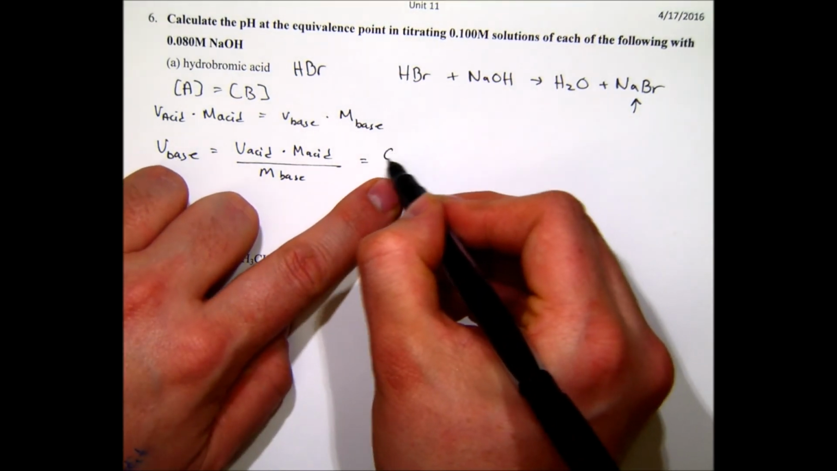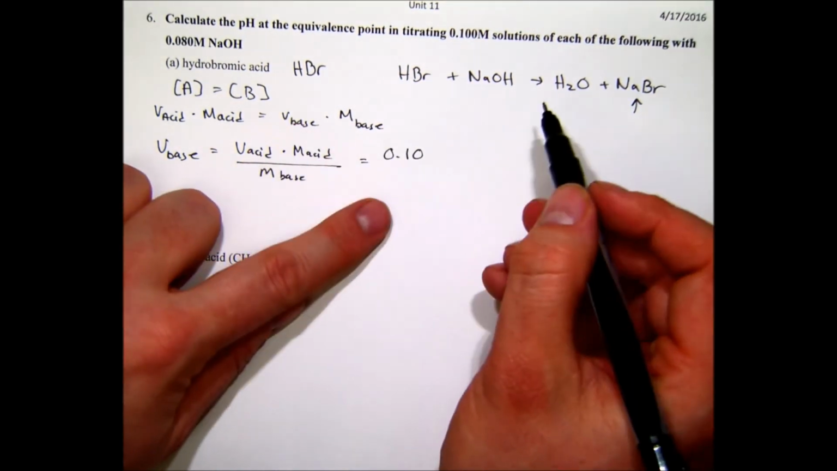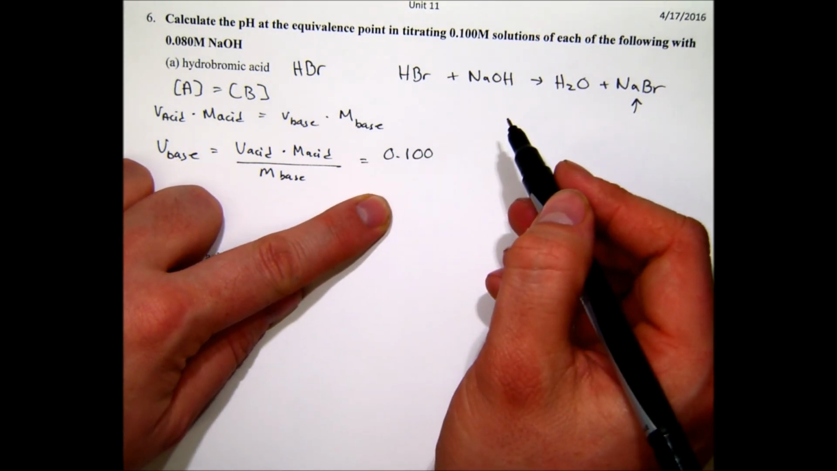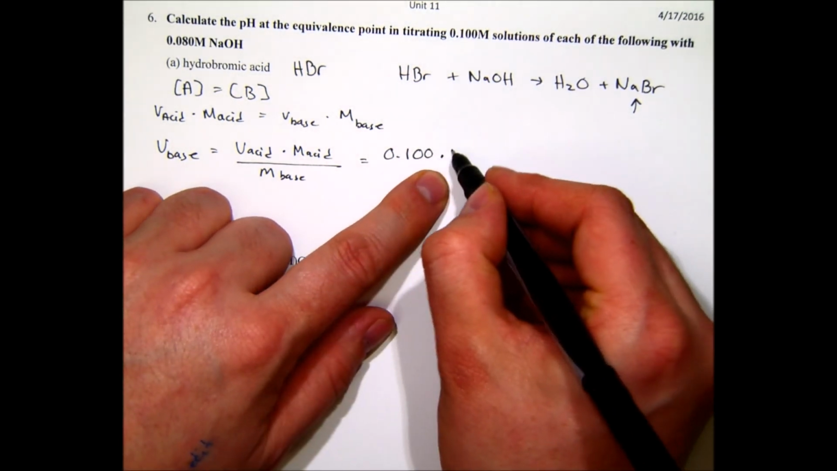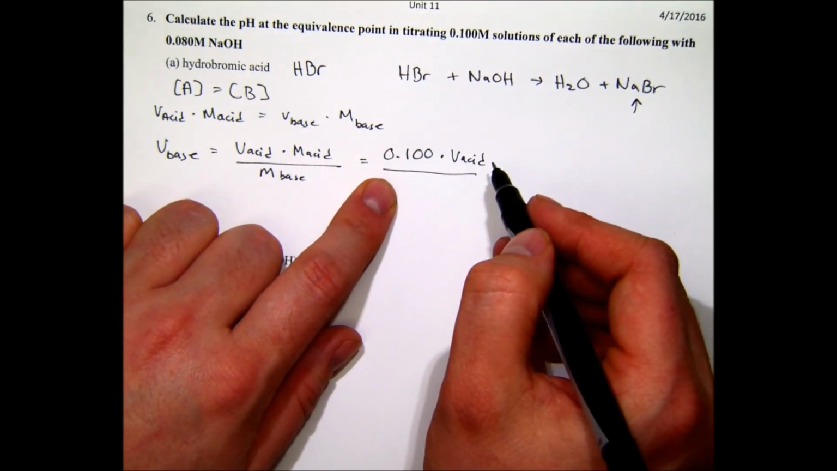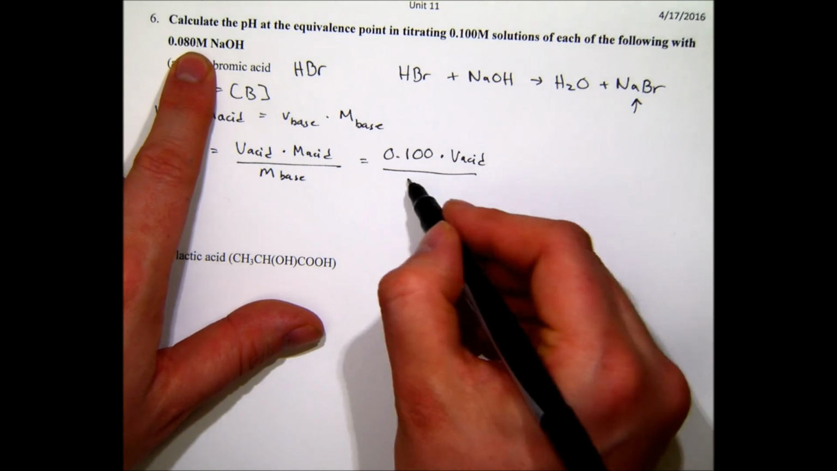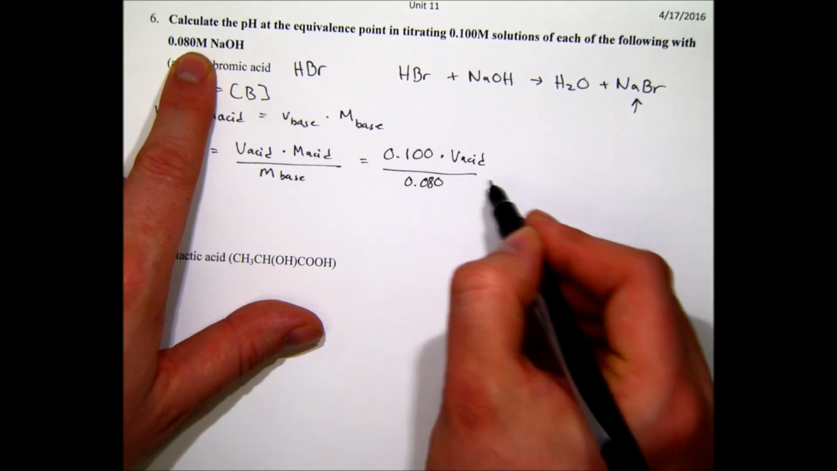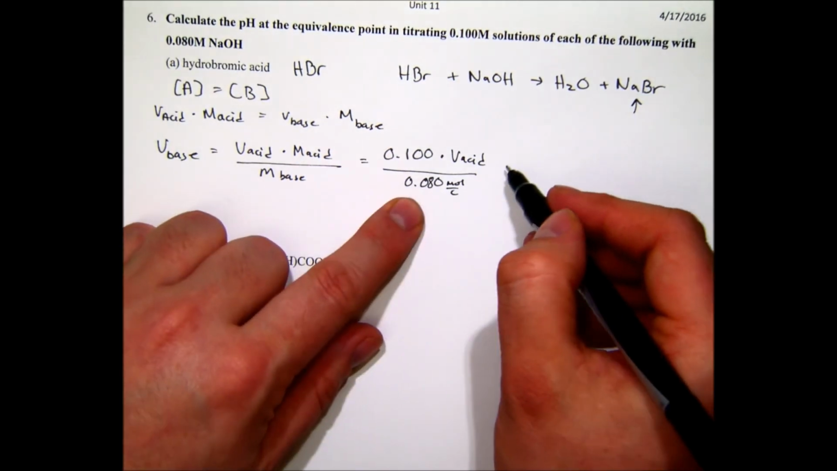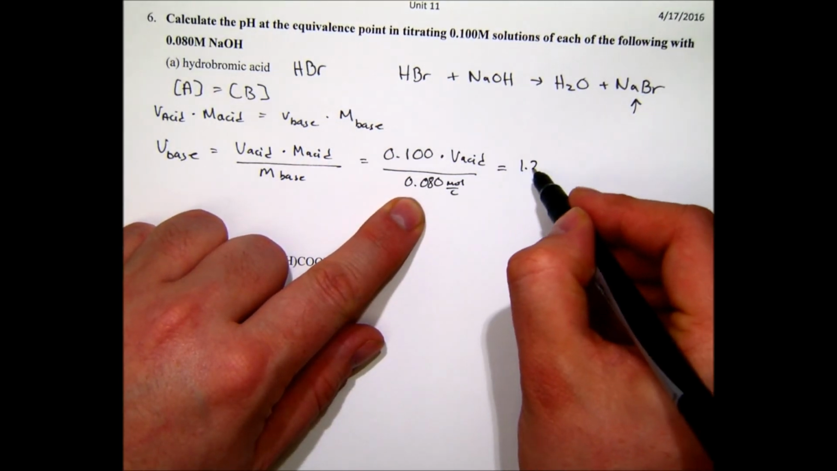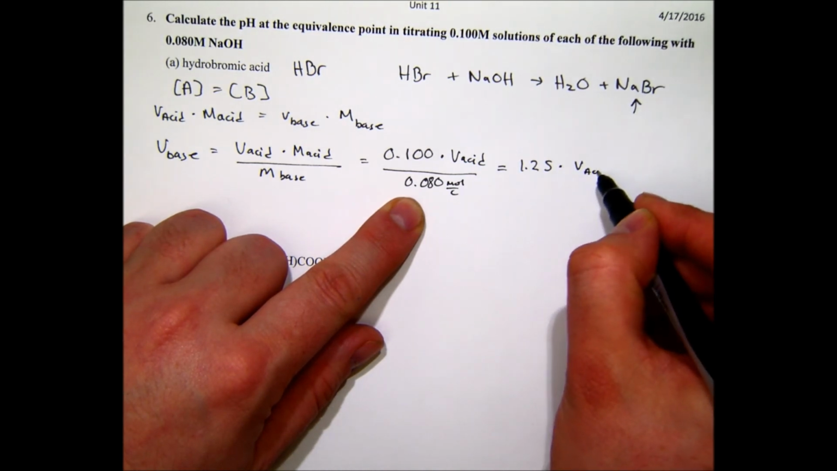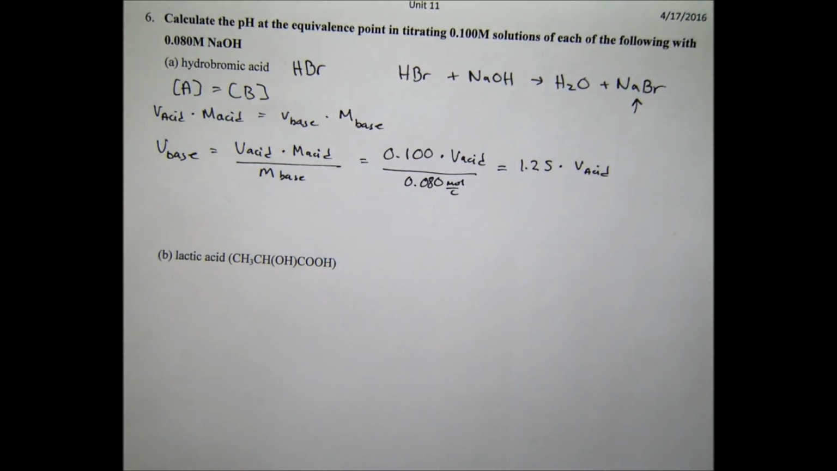And that's going to equal 0.100, which is what the acid's molarity is, times the volume of the acid, over the concentration of the base, which is given to me, 0.080 moles per liter. So divide this by this, and I get 1.25 times the volume of the acid in every situation.